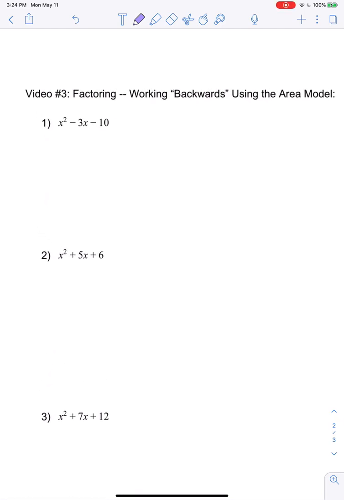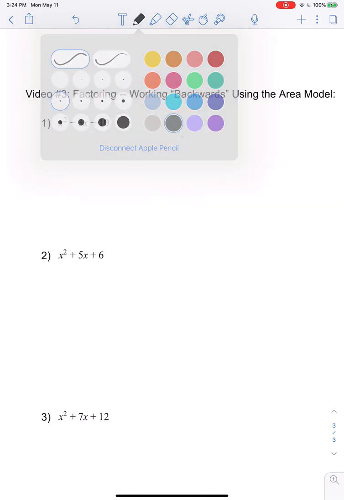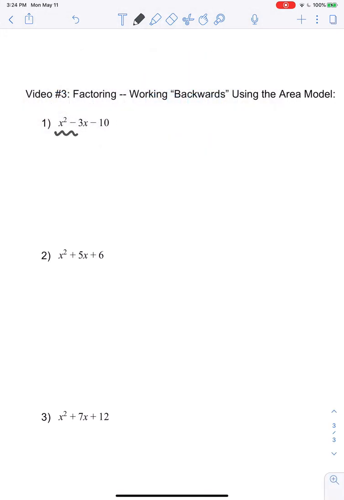Alrighty, this is the last video for today. It's about factoring, so working sort of backwards using the area model. We are still going to be using the area model, but now we're given the expression x squared minus 3x minus 10, and we have to figure out what the side lengths are.